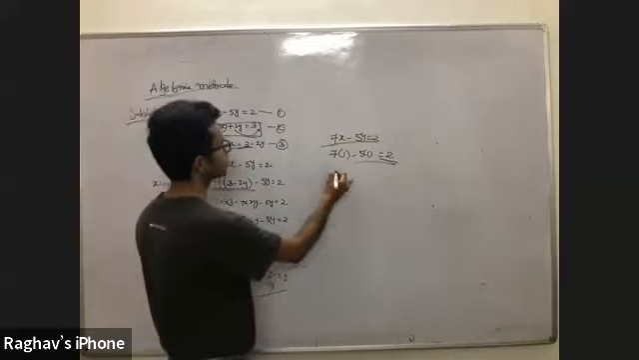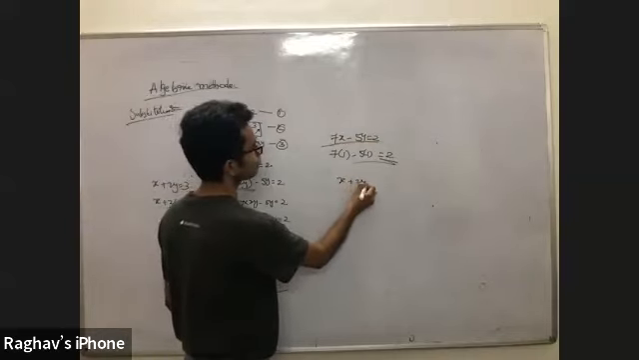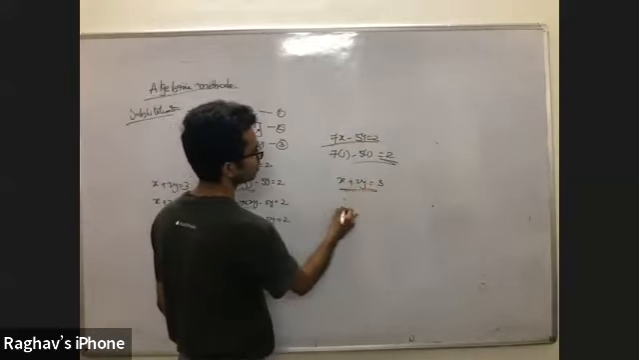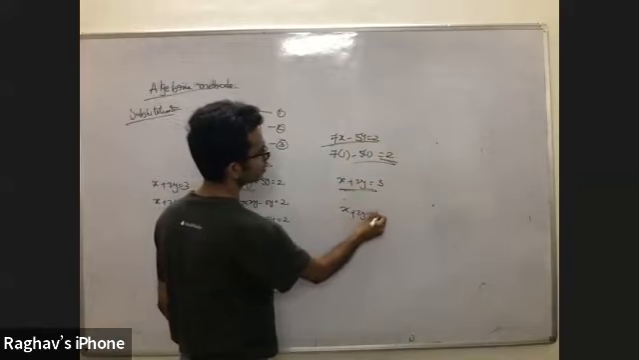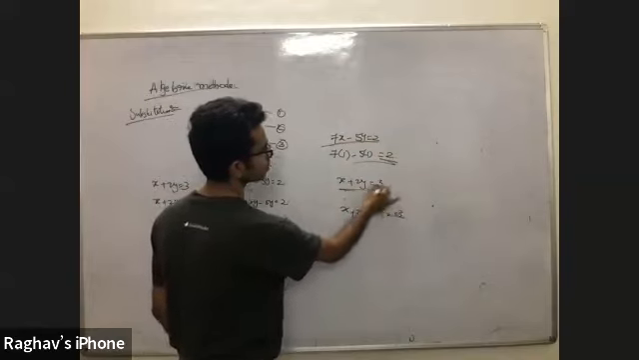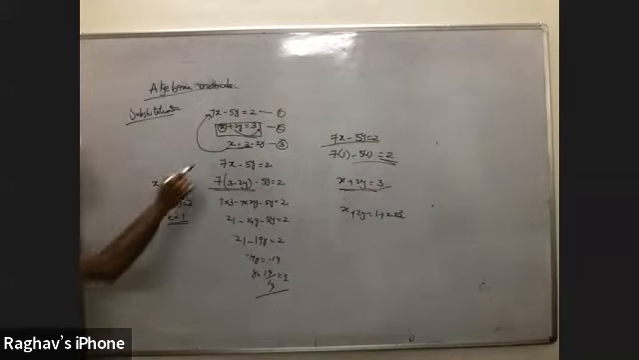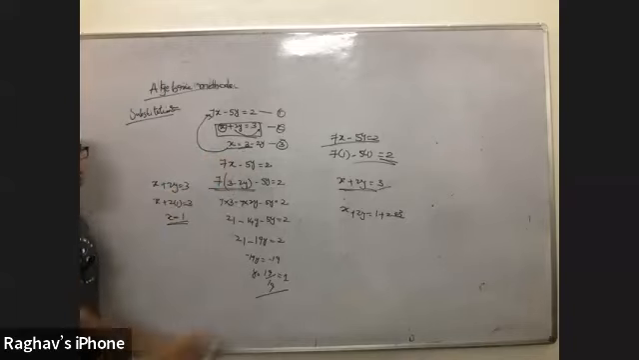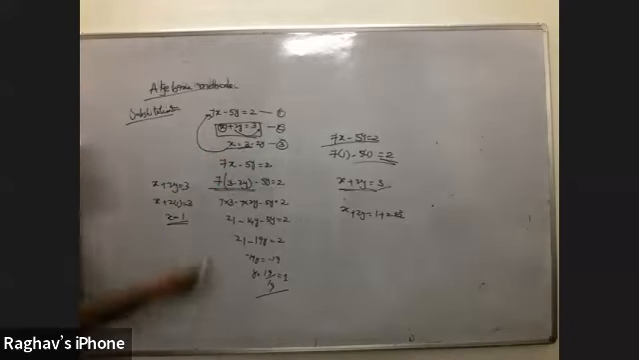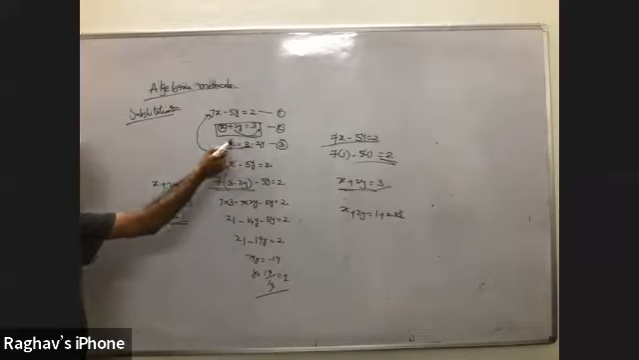The next one, x plus 2y equal to 3. Now substitute x plus 2y: 1 plus 2, again 3. Once you get the values, you need to verify. That's why it's called the substitution method. Clear? So first you can get the x value also, y value also, no problem. You can substitute and get x also, y also.